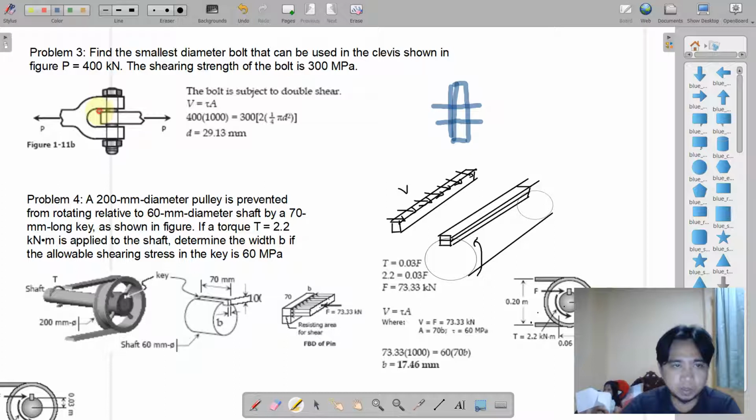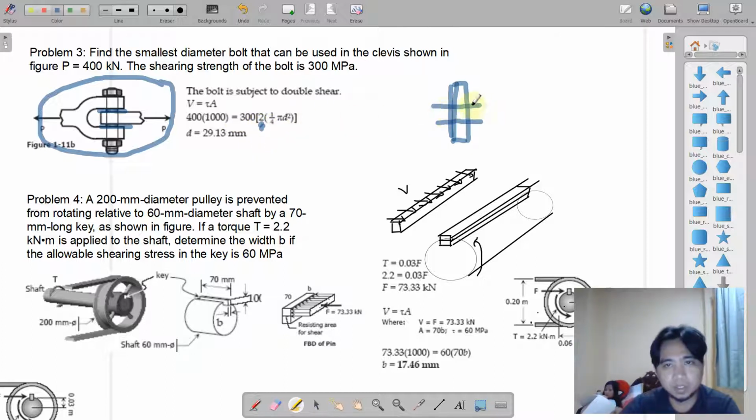Why two? Because this section is restrained so that two sections are being cut. So this is what we call the double shear. This concept was discussed in the earlier video sessions, wherein we will just have to multiply our area by 2 because we have two sections that are being cut.